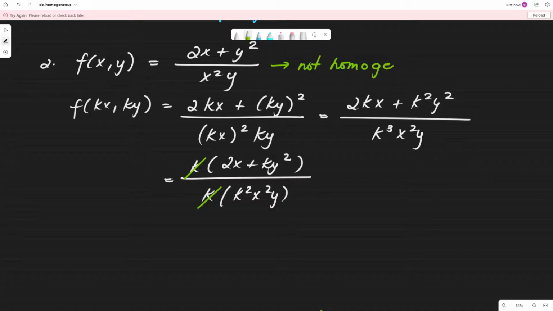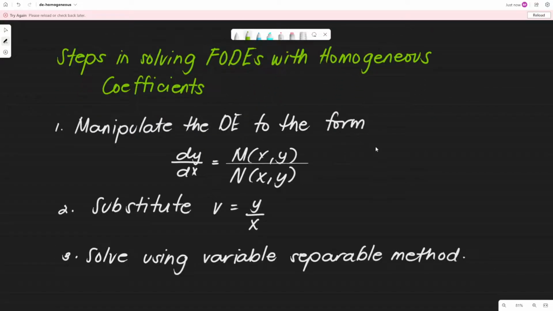So, dapat fully ma-factor out natin yung k for us to determine that the function is homogeneous. So, for the differential equation, how do we classify if it is homogeneous or not? Kapag homogeneous yung both functions na nakamultiply sa differentials natin, kay dx and kay dy. So, if nagpass siya sa test of homogeneity natin, these are the steps in solving first order differential equations with homogeneous coefficients.